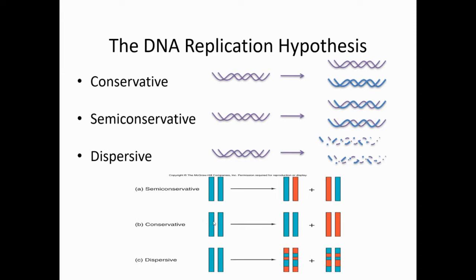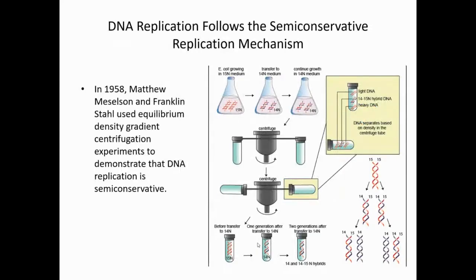And then for conservative, after the replication, the old one will combine with the old one, and the new one will be the new one. Dispersive is basically random replication. In order to prove which is the correct mechanism for DNA replication, these 2 scientists performed an experiment to confirm that DNA replication is semi-conservative. It's the Meselson and Stahl experiment.